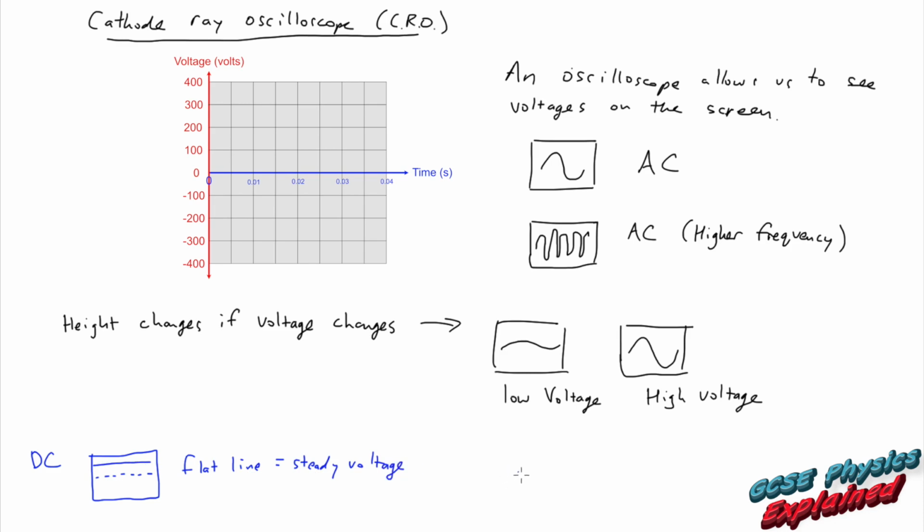And what would DC look like? A small amount of voltage then a high amount of voltage. Well, there's your low voltage. And there's your high voltage. Whoops. That should be a straight line. Better do that again. Still a bit wobbly.